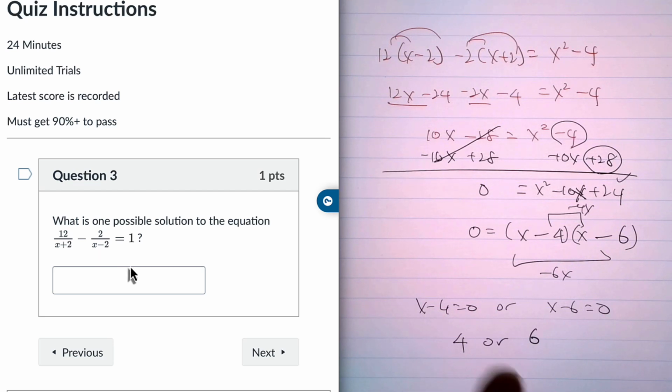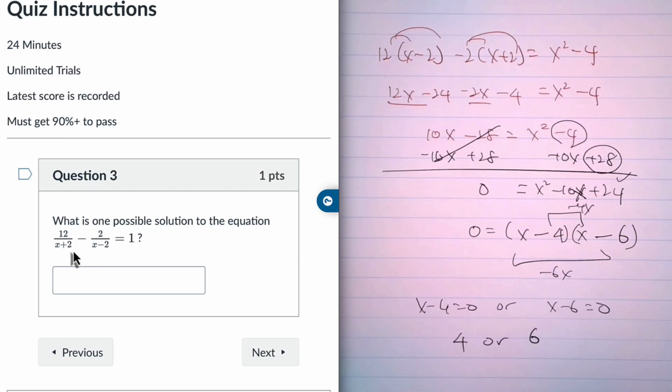Therefore, when you double check 4 and 6 here, fortunately we're not causing division by 0. So we can choose either 4 or 6. As long as you choose one, you should get credit. You cannot choose both in the box. Just choose one.